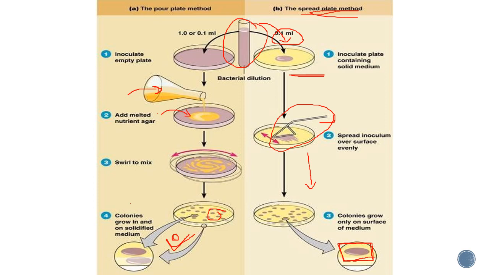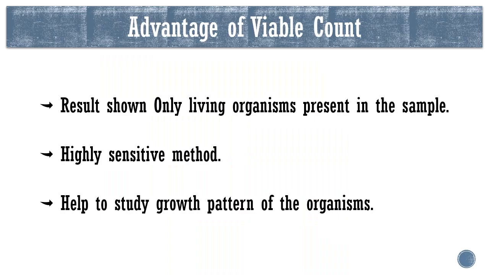So likewise, these two methods are mainly used for the viable count of the organisms, that is, the indirect method. Now let us come to some advantages of the viable count method. As shown in this slide, we also know some reasons why the viable count is helpful and easy for us.